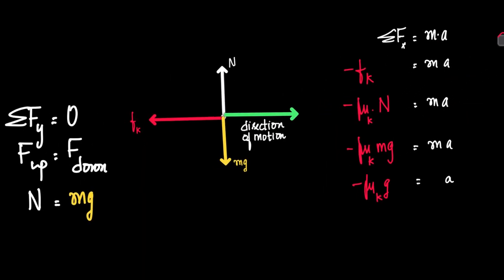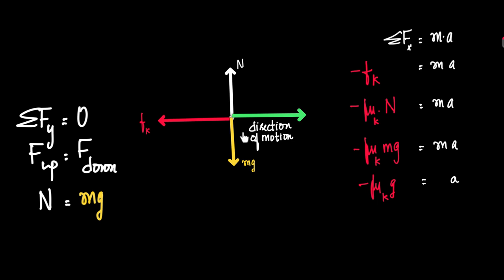Now, if we make use of this free body diagram, the net direction of motion is towards the right. So all the forces acting towards the right would be taken as positive, and all the forces acting towards the left would be taken as negative. Along the direction of motion would be positive, against the direction of motion would be negative. Now, sigma Fy is equal to 0. Why? Because the object is moving only along the x-axis and there is no motion along the y-axis, which means forces acting upwards will be equal to forces acting downwards. Therefore, N is equal to mg. The only force acting upward is N. The only force acting downwards is mg.